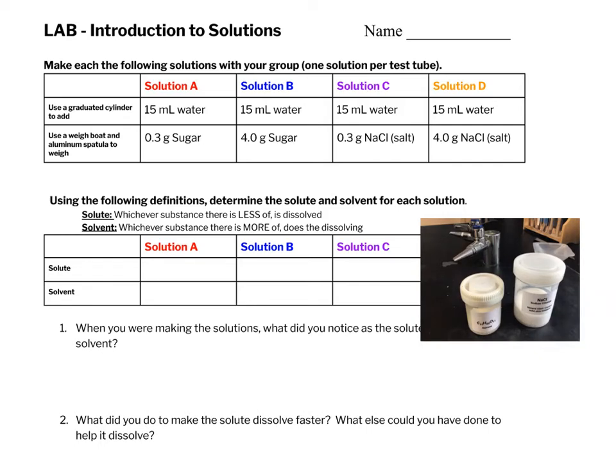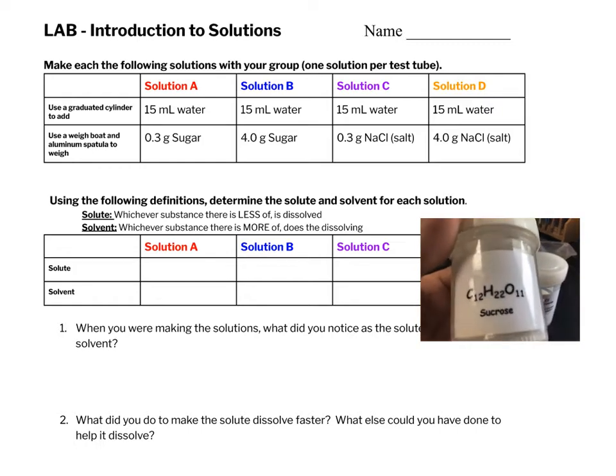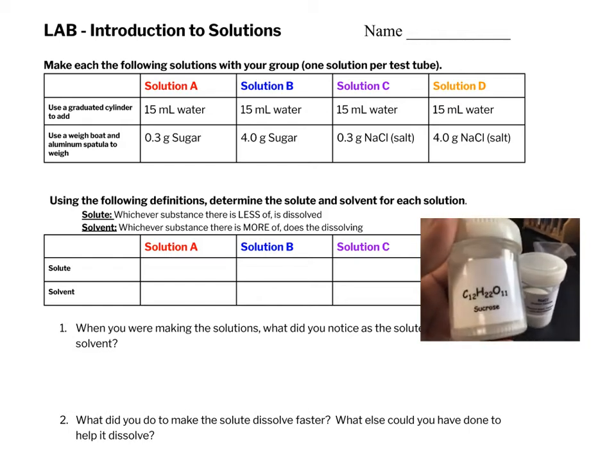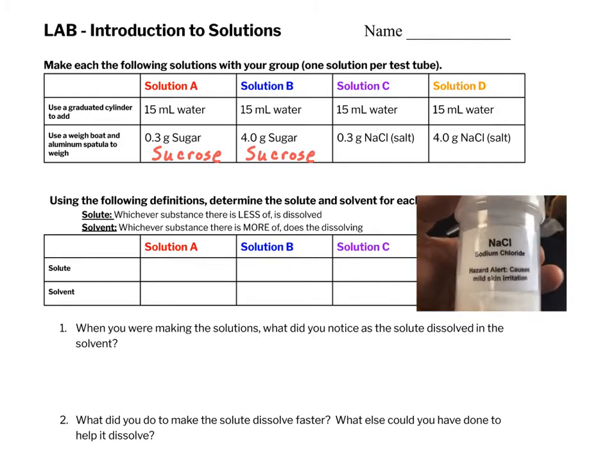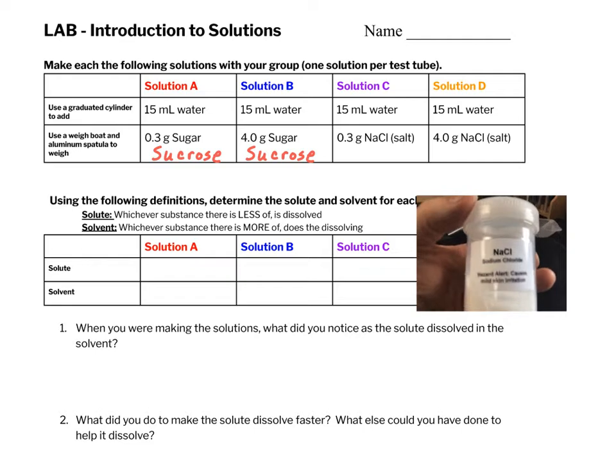Okay, let's do this lab called Introduction to Solutions. In this lab, we're going to make up 4 solutions, A, B, C, and D. The first 2 are going to use sugar, which is better known as sucrose, formula C12H22O11. This is your regular table sugar. The other one is sodium chloride, better known as table salt.